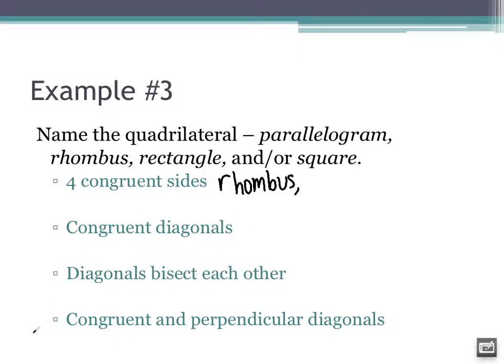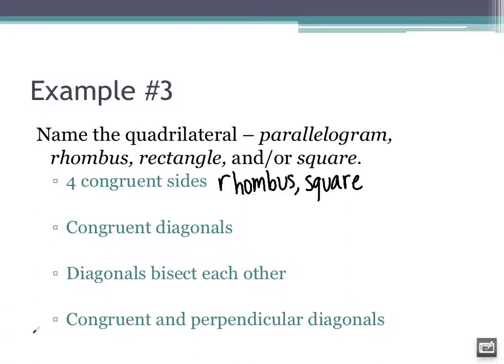Okay, 4 congruent sides. That's a property of a rhombus. Now remember, squares have all the same properties as a rhombus. So if this describes a rhombus, it also describes a square.